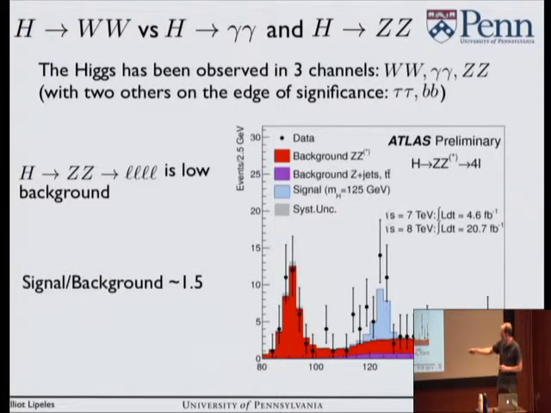And so for the channels, the reason I'm presenting these is to compare what WW looks like to what gamma gamma and ZZ look like. ZZ is famous for its low background; people call it the golden channel. It has a nice signal to background of 1.5. You get a nice peak, but you get very few events. You can look at the size of these error bars. They're huge, right? So that tells you you're just not getting a lot of signal, right?